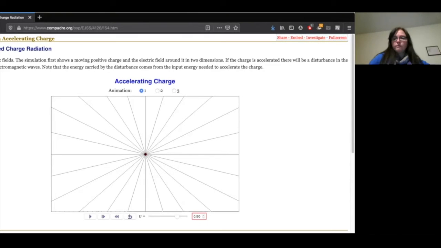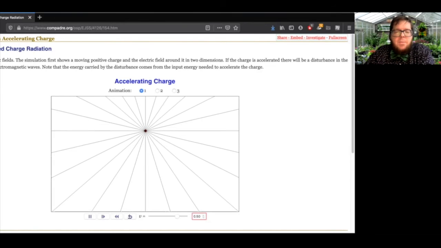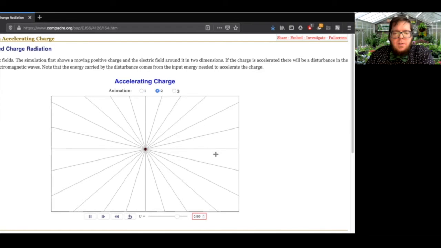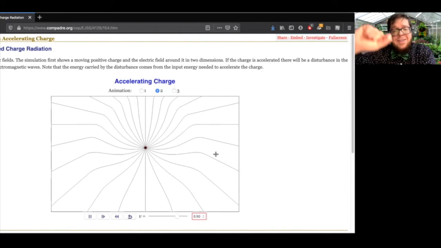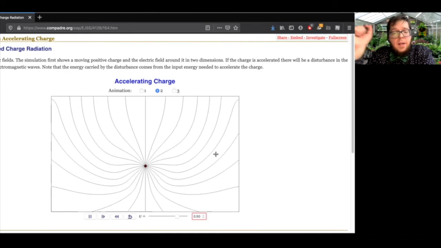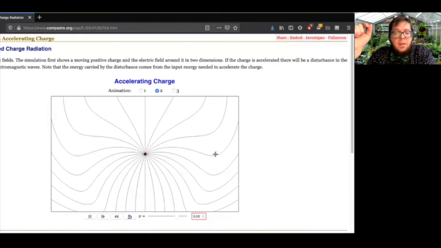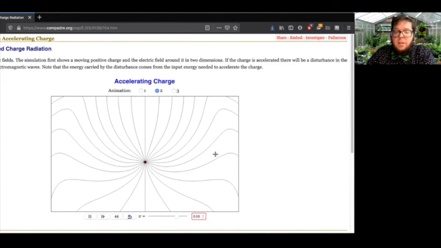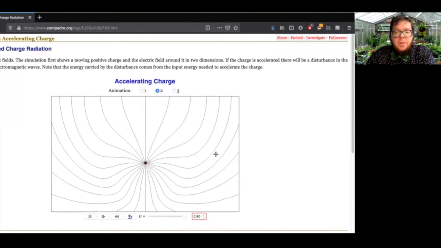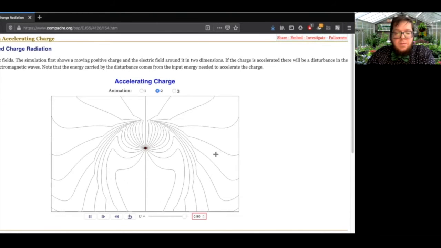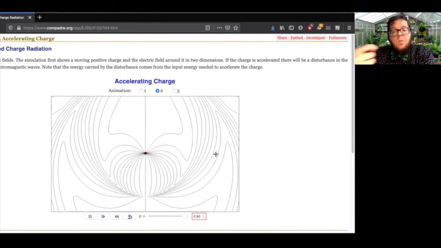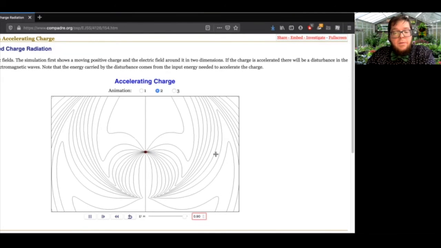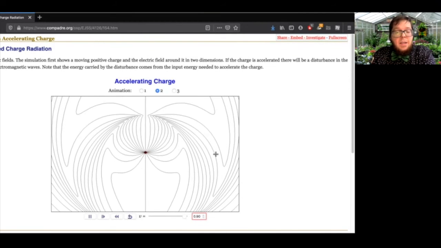So if I simply move the charge in one direction, not much happens, right? However, if the charge is made to oscillate up and down, look what happens to those field lines. They take on a decidedly wavy shape, right? If I increase the speed, they wave a little faster, right? So these waves in the electric field lines are electromagnetic waves. This charge is radiating light.